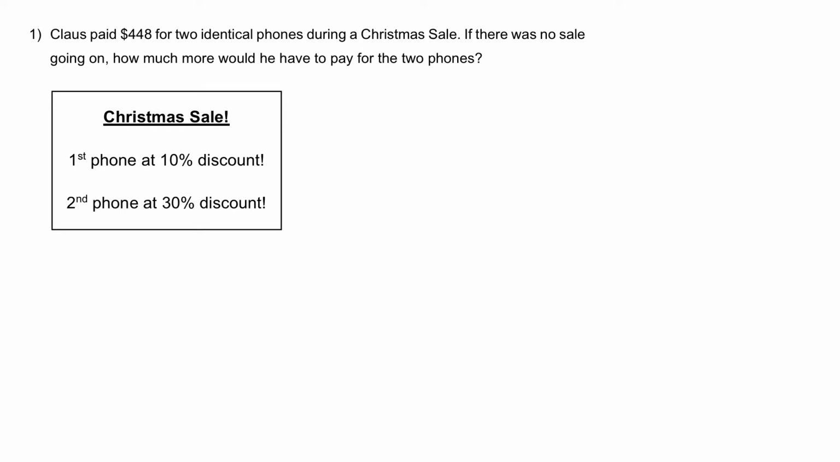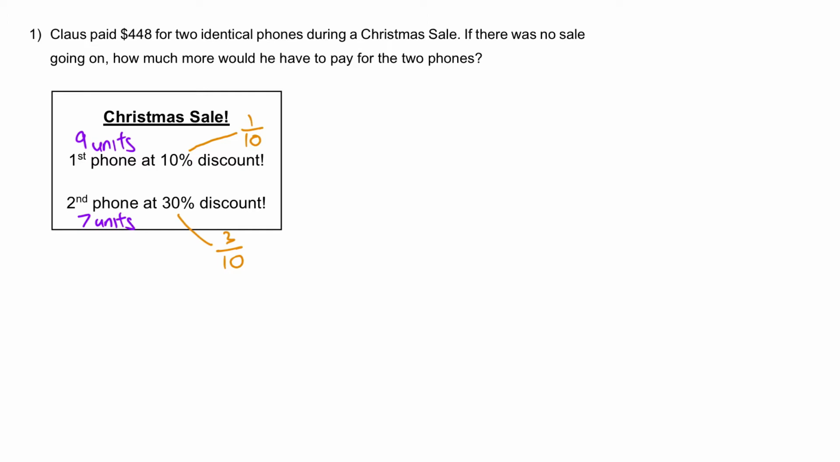Let's first change the percentage to fraction. 10% will be 1 out of 10, while 30% will be 3 out of 10. Okay, so originally the price is worth 10 units. And then for the first phone, it's 1 unit lesser. So you paid actually 9 units for the first phone, while for the second phone, you paid 3 units lesser than the original 10. Hence, for the second phone, you only paid 7 units.